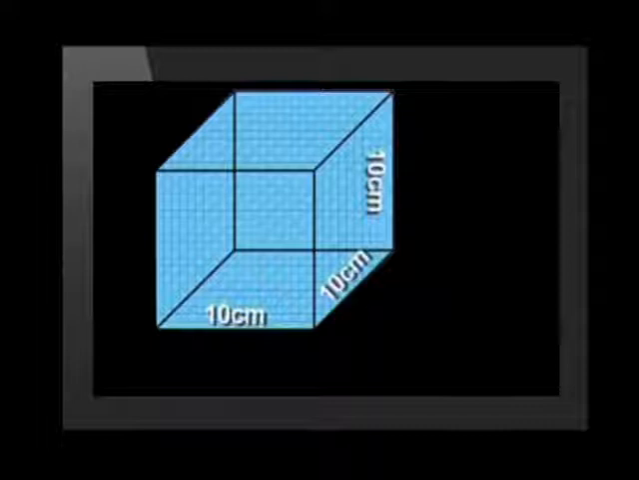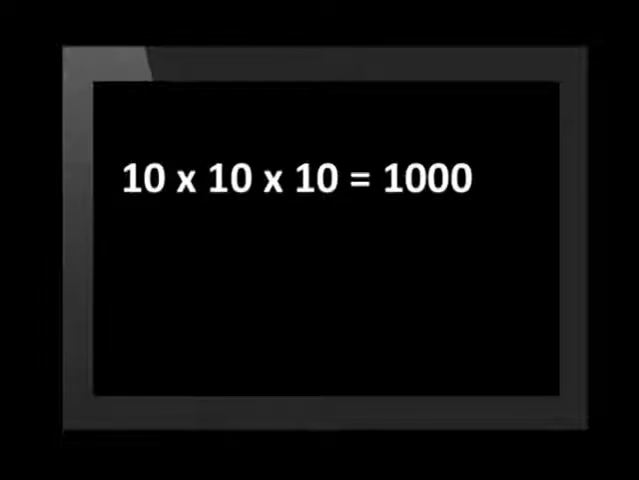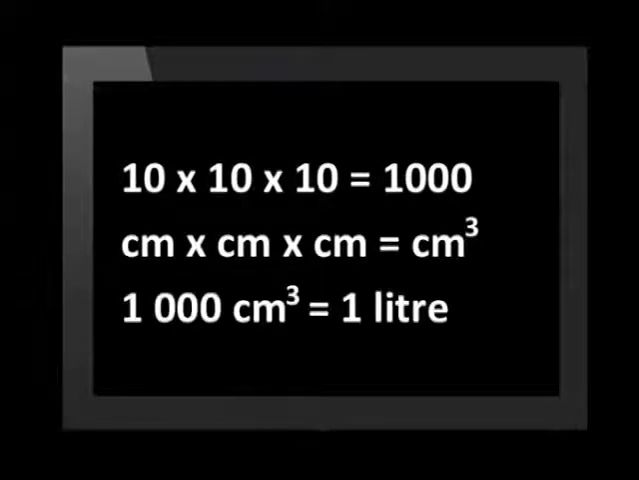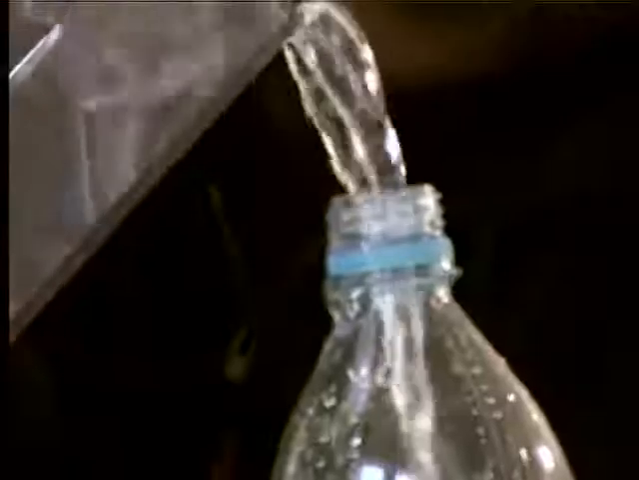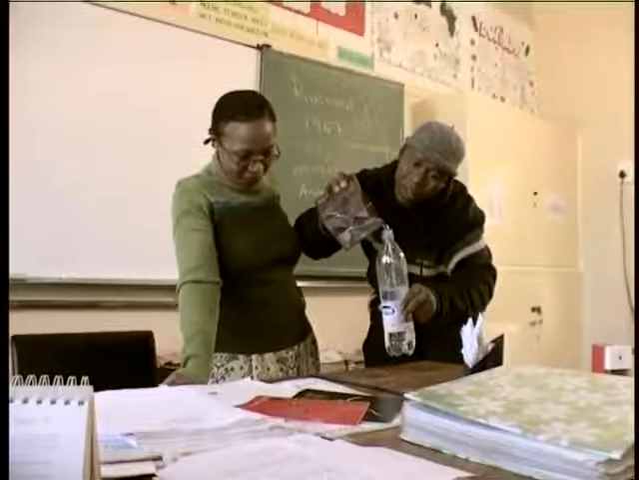Let's see if this makes sense. The volume of the cubic container is 10 centimeters along the length, times 10 centimeters on the width, times 10 centimeters on the height. 10 times 10 times 10 is 1,000. When you multiply centimeters times centimeters times centimeters, your answer will be in centimeters cubed or cubic centimeters. So this shows that 1,000 cubic centimeters of volume is the same as 1 liter. But now 6 kiloliters, that is 6,000 of these bottles. It sounds like a huge amount of water.